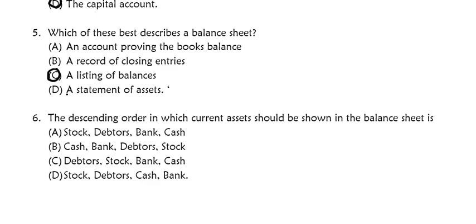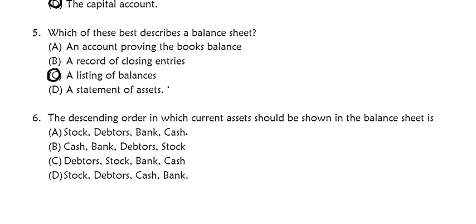Then number 6, the descending order in which current assets should be shown in the balance sheet is. Now, when you're preparing the statement of financial position, current assets are going to be listed in the order of liquidity. By liquidity, we are referring to something that can easily be converted into cash. Those assets that can quickly be converted into cash.